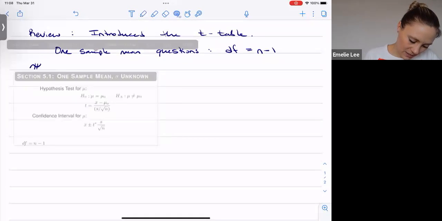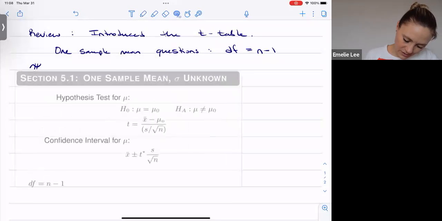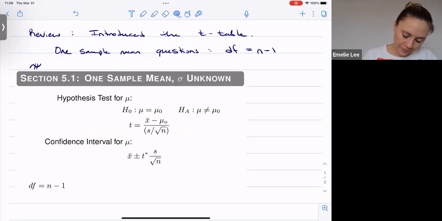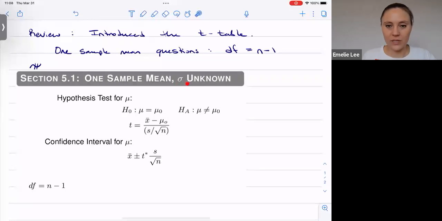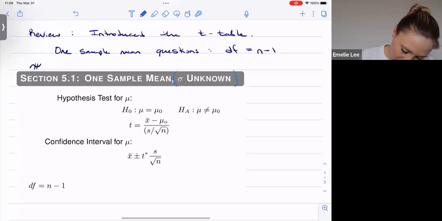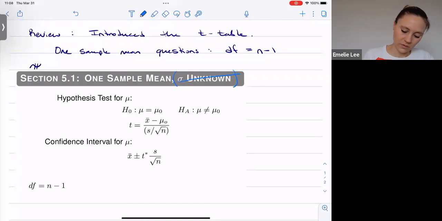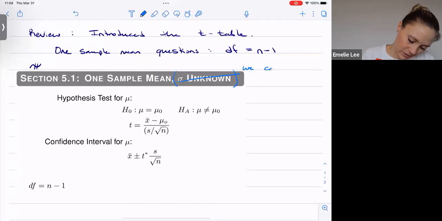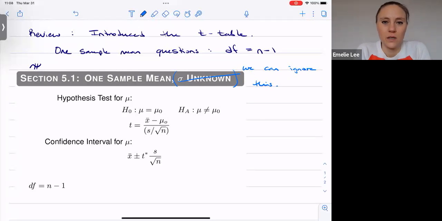If I paste this here, I've clarified the sigma unknown in this case, but for us, you can ignore this if you want to, right? So we can ignore this. Because it's referring to a case where we pretend to know sigma.